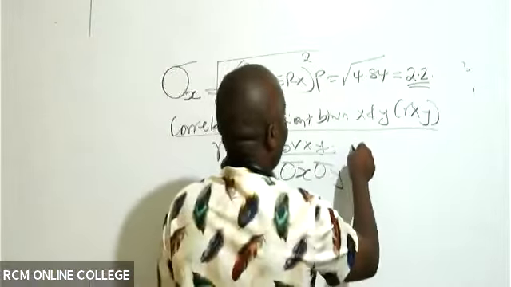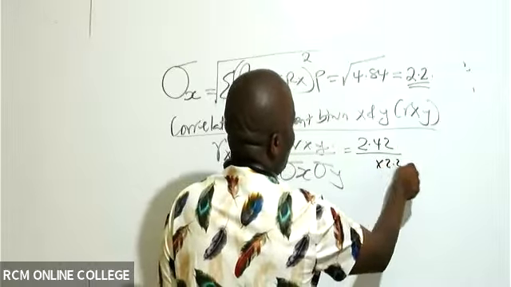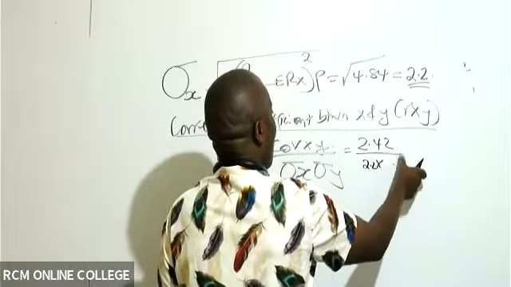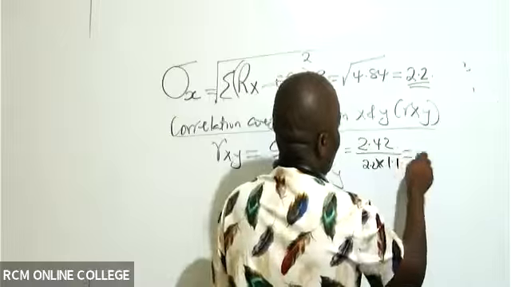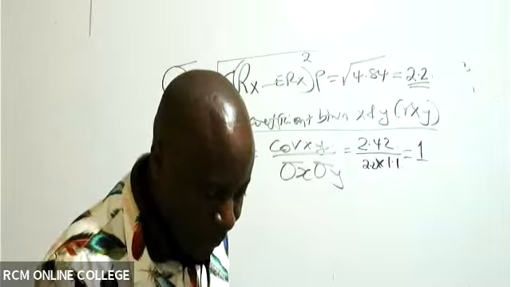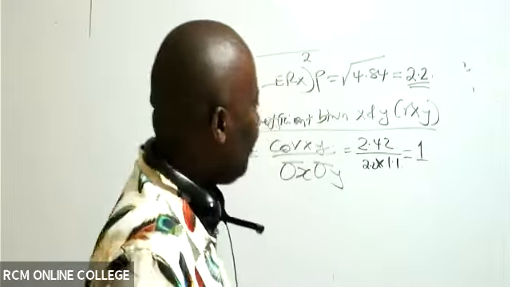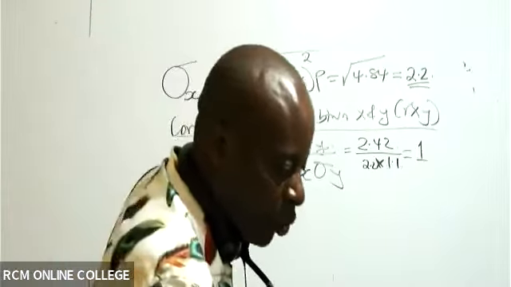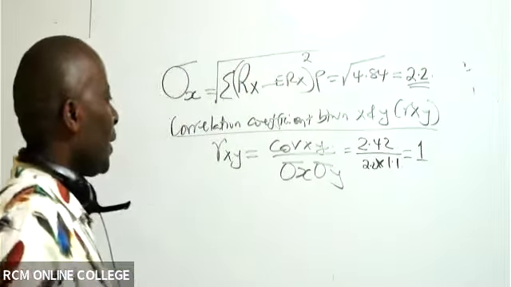Yeah, 2.42, divided by the standard deviation of X. No, 2.2 is X. How about the standard deviation of Y? It's 1.2. So then this gives us exactly 1, if I'm not wrong. The correlation here is exactly 1.